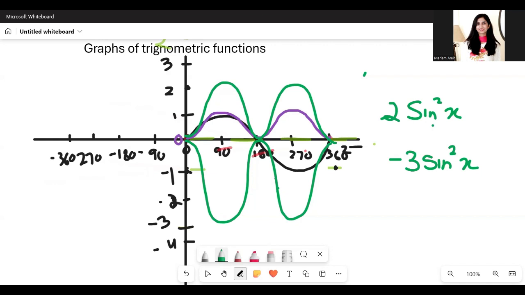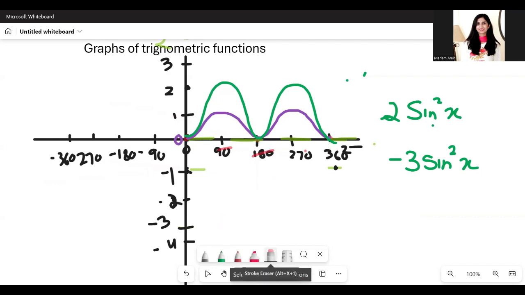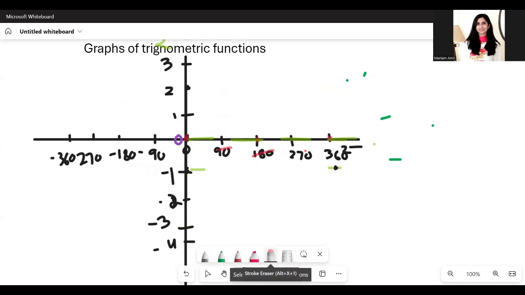Okay, moving on. Now let's talk about the graph of cos x. Okay, let me clear all of this. Let me just check that I'm sharing the right screen. Yes, thank God. I'm in no mood of doing this all over again. Okay.